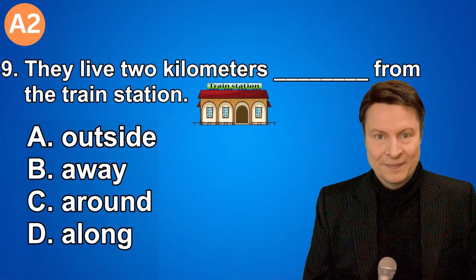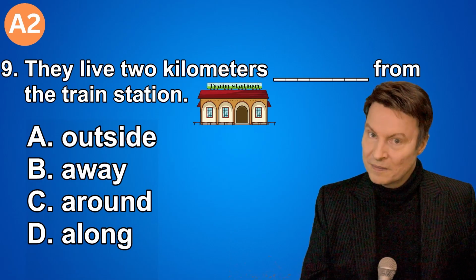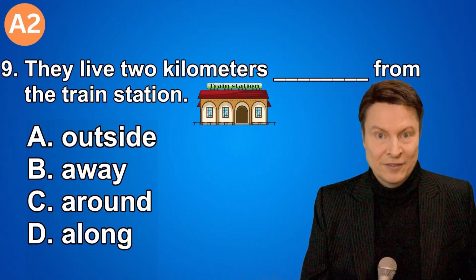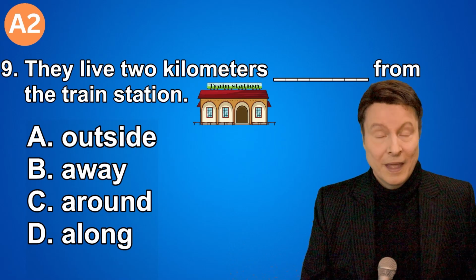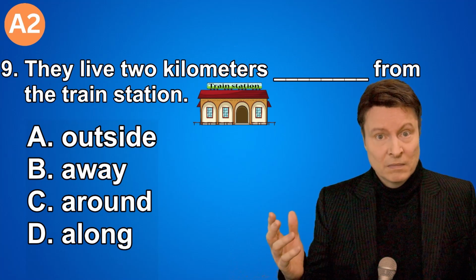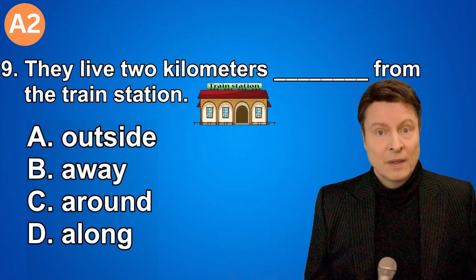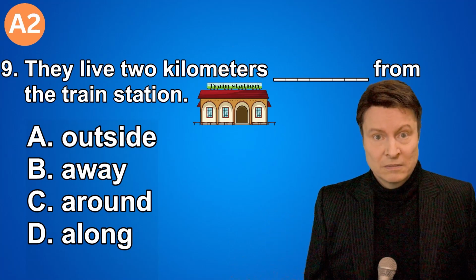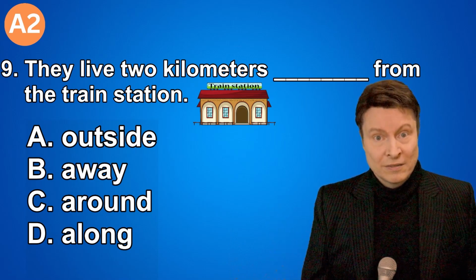Number 9, they live 2 kilometers from the train station. A, outside. B, away. C, around. D, along.